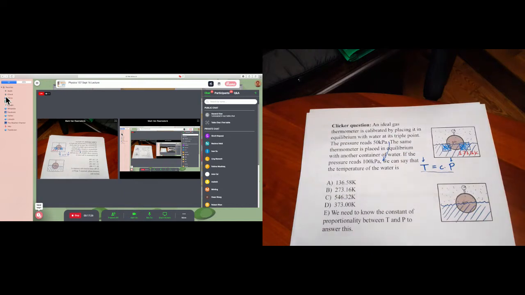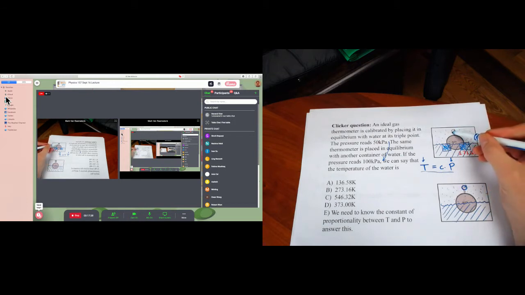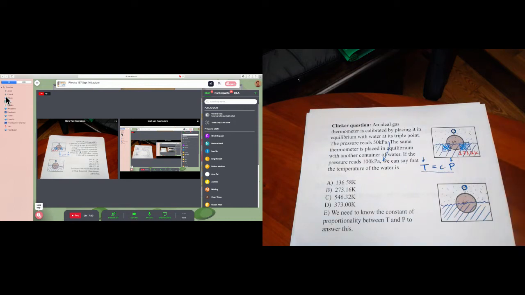In the new situation, you have a pressure which is twice as much as the pressure in the original situation where you've calibrated the thermometer. The pressure reading here is 100, and the pressure reading here is 50. So you can immediately conclude that the Kelvin temperature is double what it was before. That's 2 times the triple point temperature, which is 546.32.